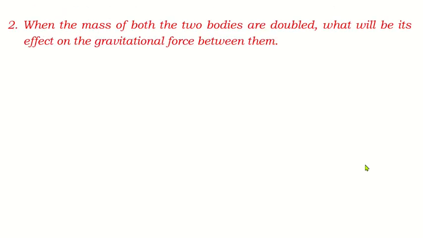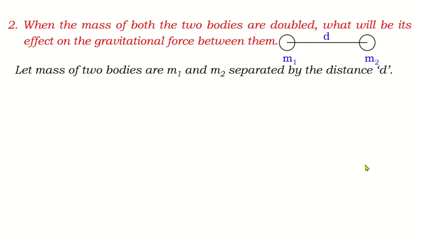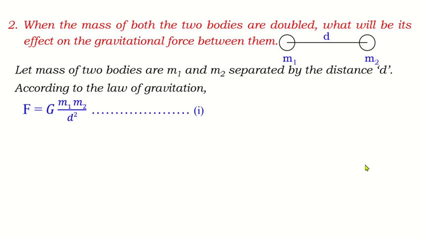When the masses of both the bodies are doubled, what will be its effect on the gravitational force between them? Let's say we have two masses m1 and m2 separated by distance d. The same is written in a sentence. According to Newton's law of gravitation, the gravitational force between them is F equal to G m1 m2 by d square. Till now, the same thing. When both the masses are doubled, then instead of writing m1, I have to write 2m1, and instead of m2, I am writing 2m2.